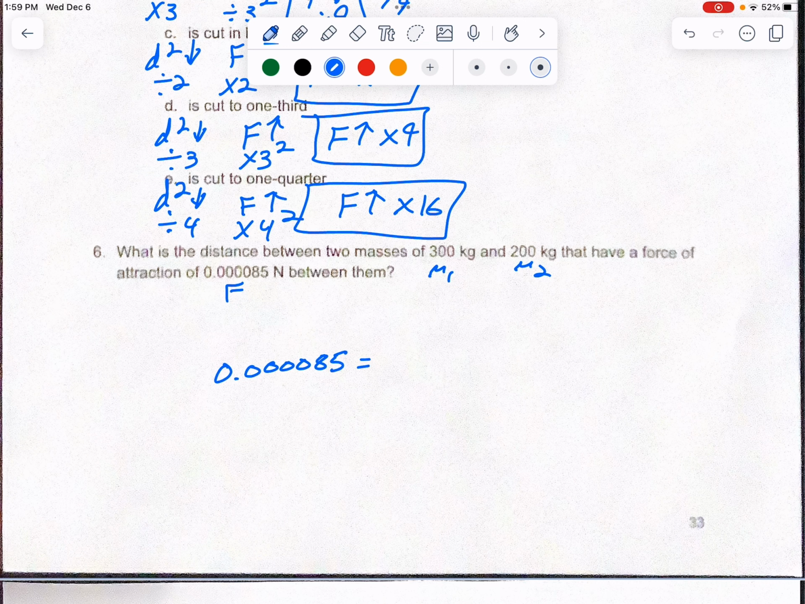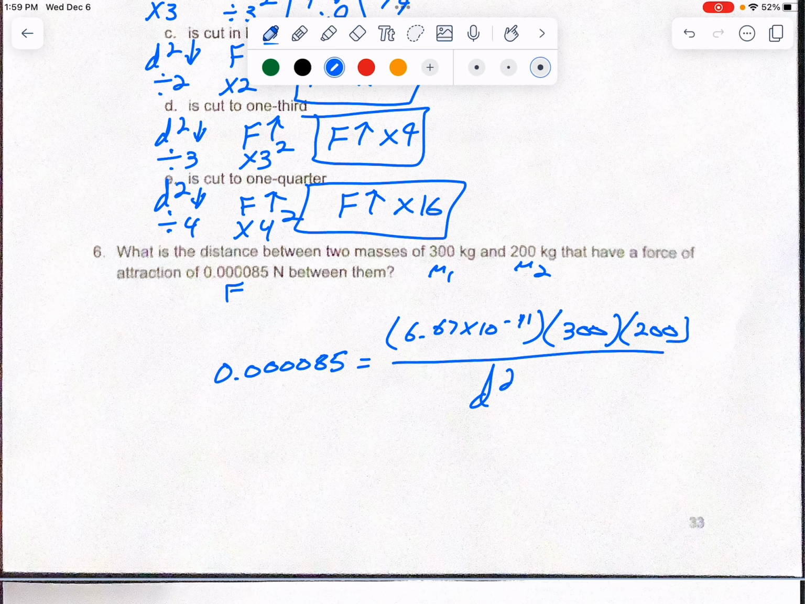0.000085 equals big G, 6.67 times 10 to the negative 11, times mass 1, which is 300, times mass 2, which is 200, all over d squared. Okay, so remember, if you have a variable on the bottom, you can do this trick right here. You can switch those two. So d squared equals all that divided by 0.000085.